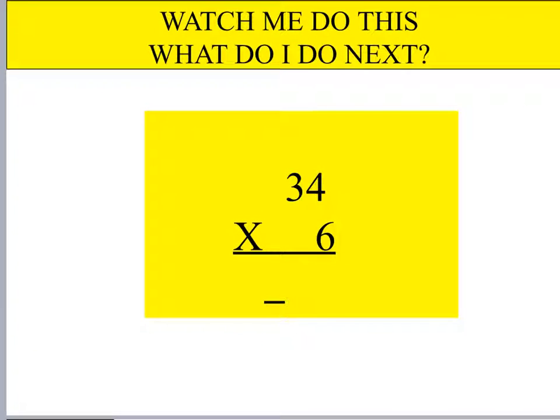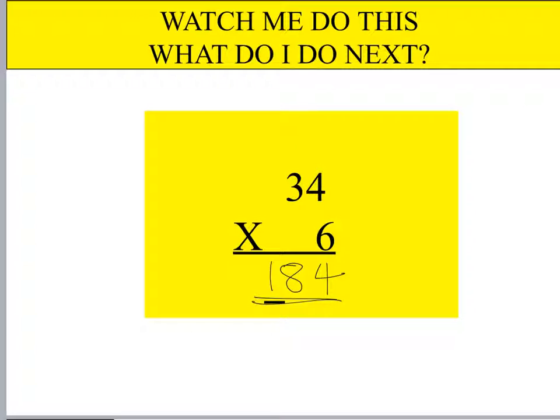What I want you to do is watch me do this and see what I do wrong. 6 times 4 is 24. 3 times 6 is 18. If you think I did that incorrectly, then on your whiteboards, I'd like you to do that correctly, please. Press pause and do that now.